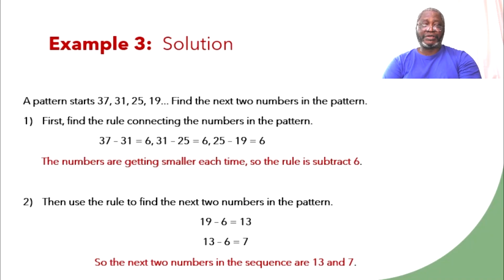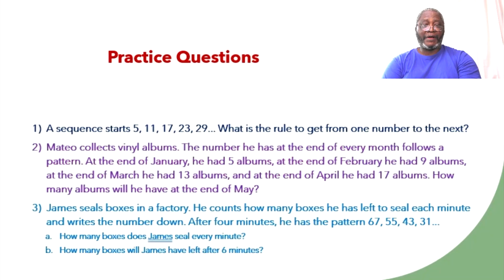Let's look at some practice questions which I'll read for you. Question 1. A sequence starts 5, and then 11, 17, 23, 29. What is the rule to get from one number to the next number? Question 2. Matteo collects vinyl albums. The number he has at the end of each month follows a pattern. At the end of January, he has 5 albums. At the end of February, he has 9 albums. At the end of March, he had 13 albums. And at the end of April, he had 17 albums. How many albums will he have at the end of May?